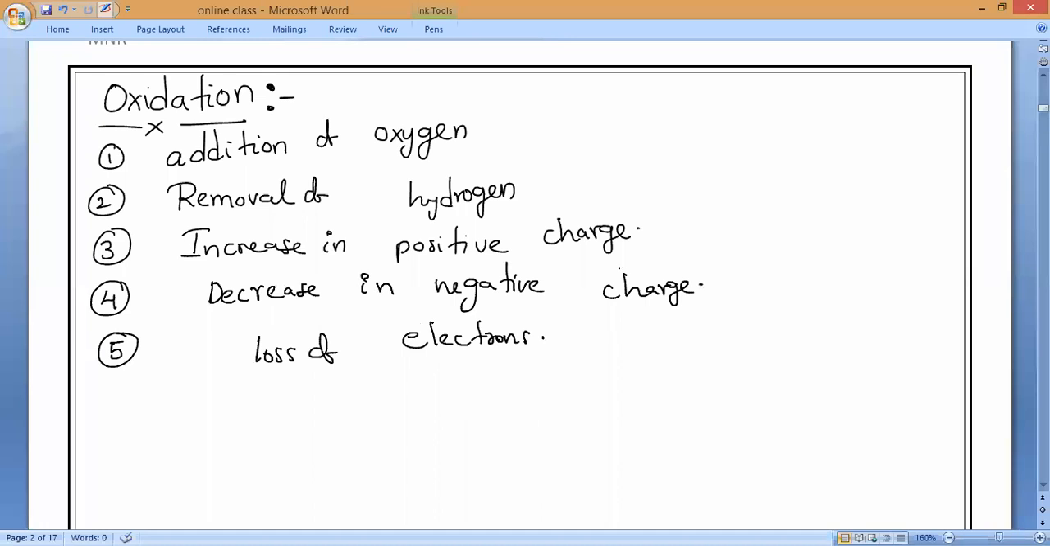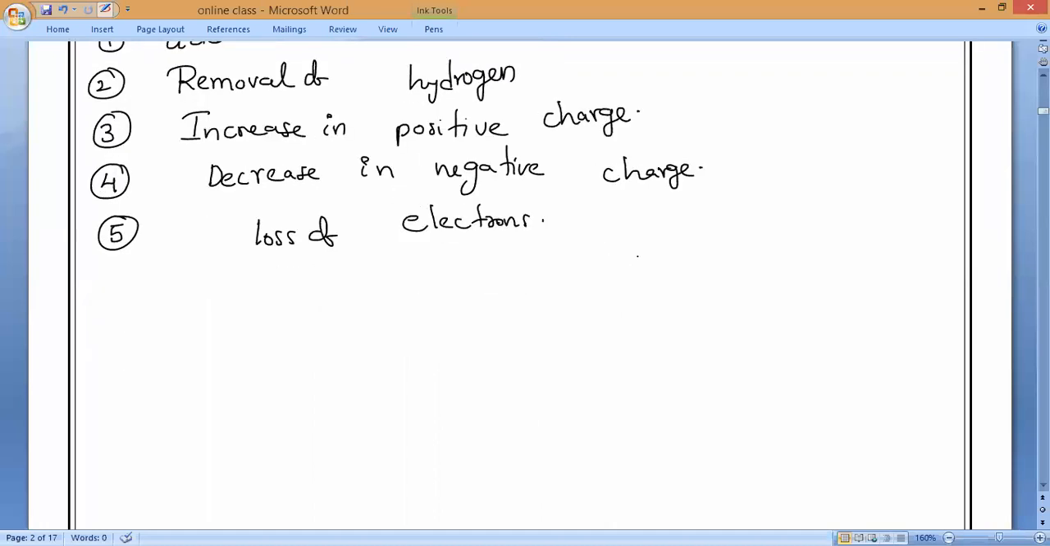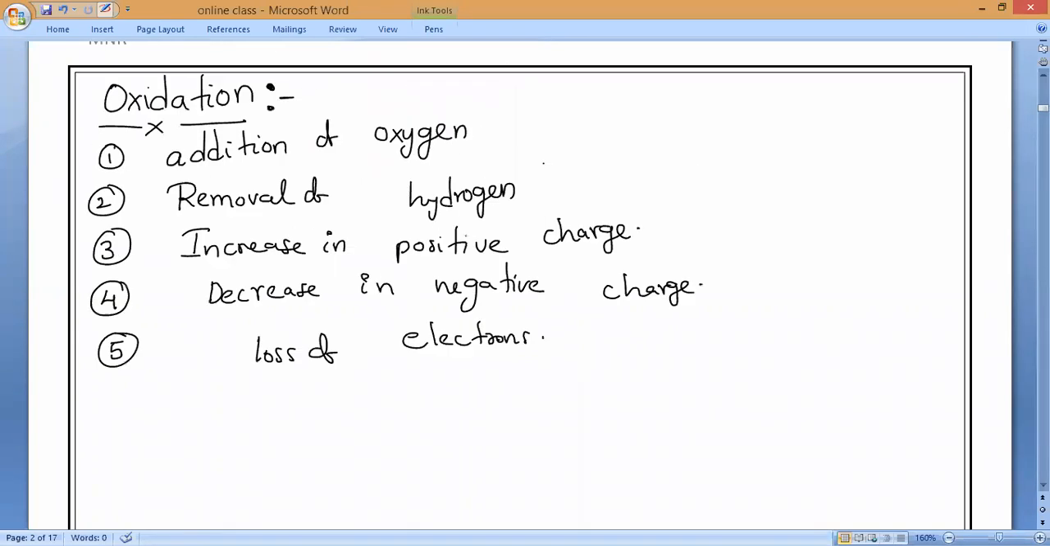So these are the five definitions of oxidation. Based on whatever is given, we have to answer whether it is oxidation or reduction. For everything I will teach you examples, so you don't need to bother about it. Either addition of oxygen, removal of hydrogen, increasing positive charge, decreasing negative charge, or loss of electrons, all we call oxidation.